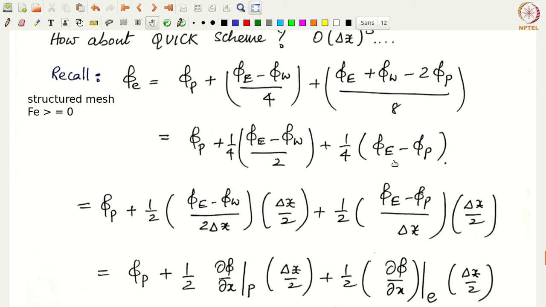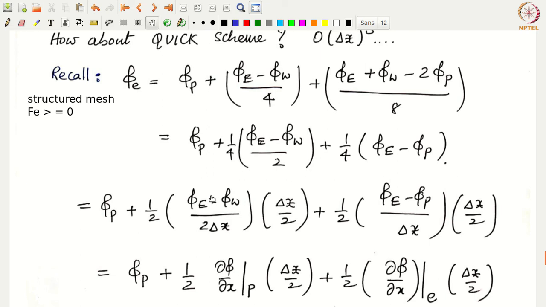Similarly, here I would like to write this as 1/2 times delta x by 2, that gives you the value here, and we would like to write it as (phi east minus phi p) by delta x into delta x by 2. Okay, so basically this is another modification of this one by multiplying each of these terms, the second and third term, with delta x and dividing with the delta x. Okay, now what can you say about this term?